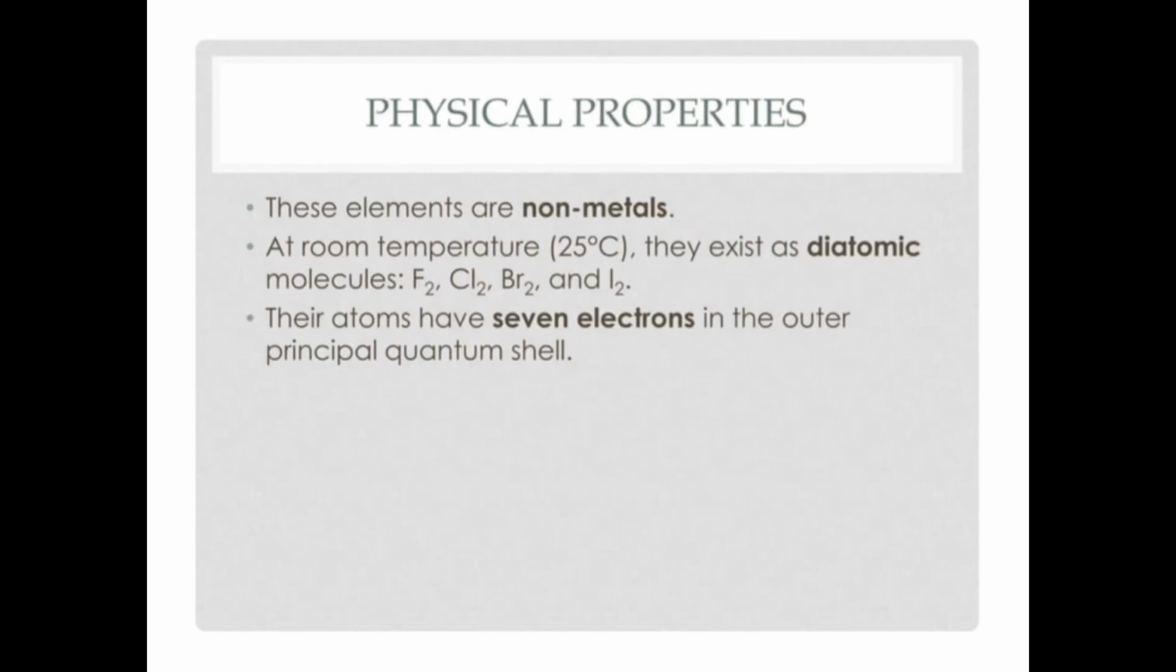Let's look at some of their physical properties. These elements are non-metals. At normal room temperature, they exist as diatomic molecules. They have 7 valence electrons in their outermost shell, and that's why they are in group 7.